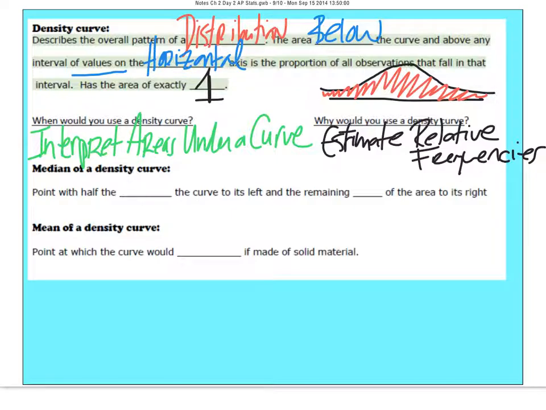Now, where is the median of a density curve? The median is going to be the point with half the area of the curve to the left and the remaining half of the area on the right. It happens right in the middle of that curve. Where is the mean? The mean is the point at which the curve would balance if made of solid material. So almost think of like a teeter-totter. If a teeter-totter were to balance, where would the mean happen? Sometimes the mean and median are very close to each other, and sometimes they are not.